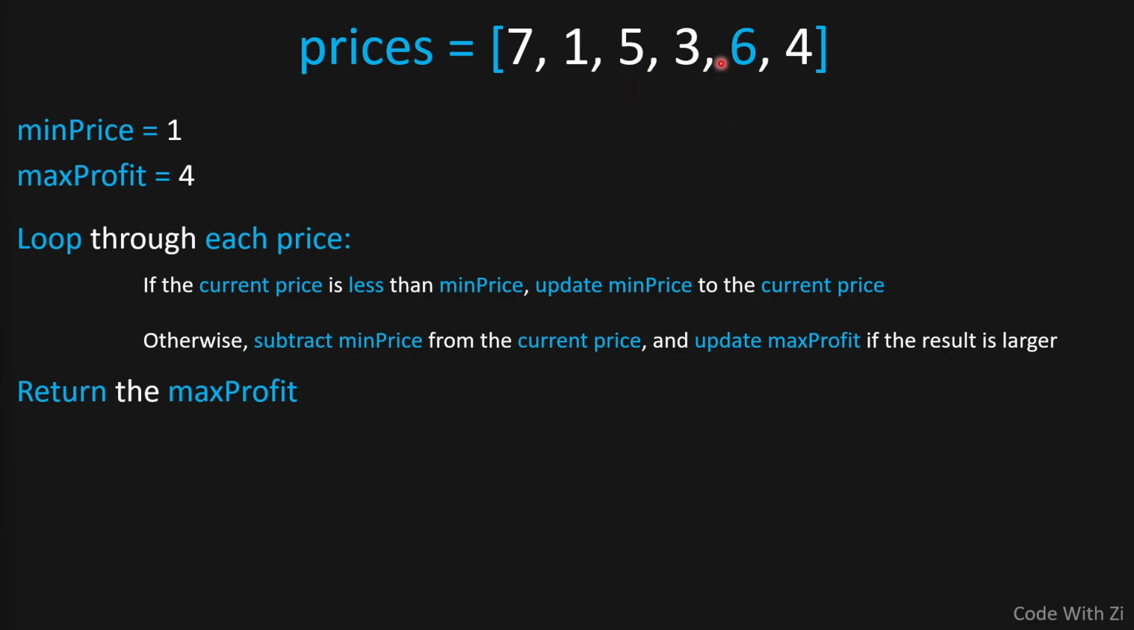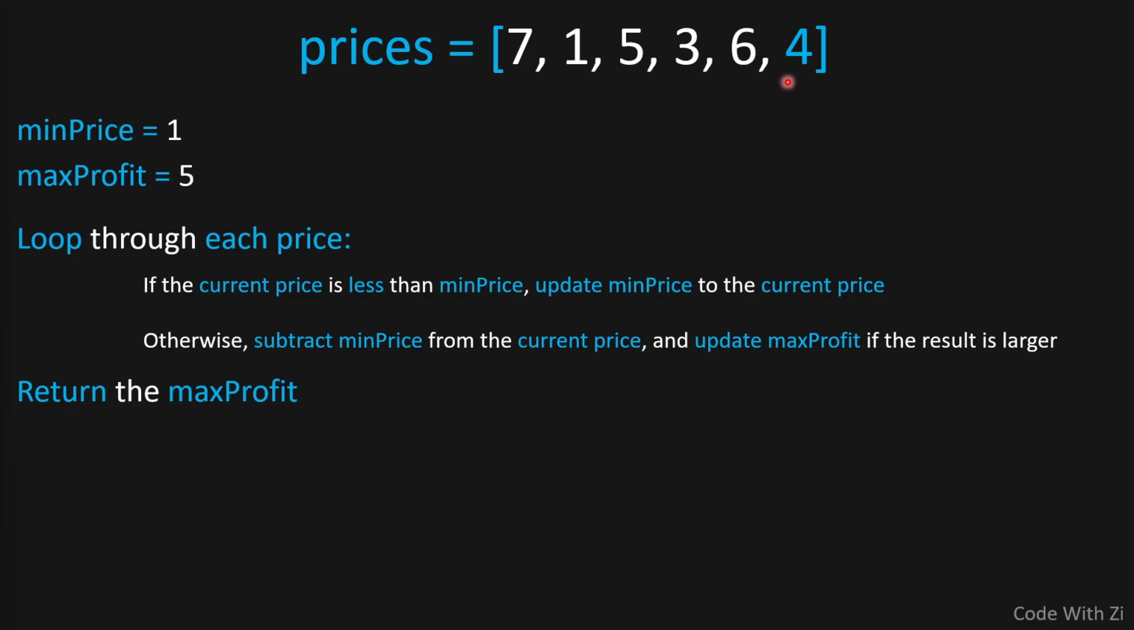In this round, our number is 6, and we're gonna check if current price is less than min price. Well, 6 is not less than 1, so we're gonna ignore this if statement, and we're gonna check this one, and we're gonna subtract min price from current price. Well, 6 minus 1, that's gonna give us 5, and 5 is indeed larger than the 4 that we had previously, so we're gonna keep it, and now max profit is equal to 5. Then we're gonna move on to the next round.